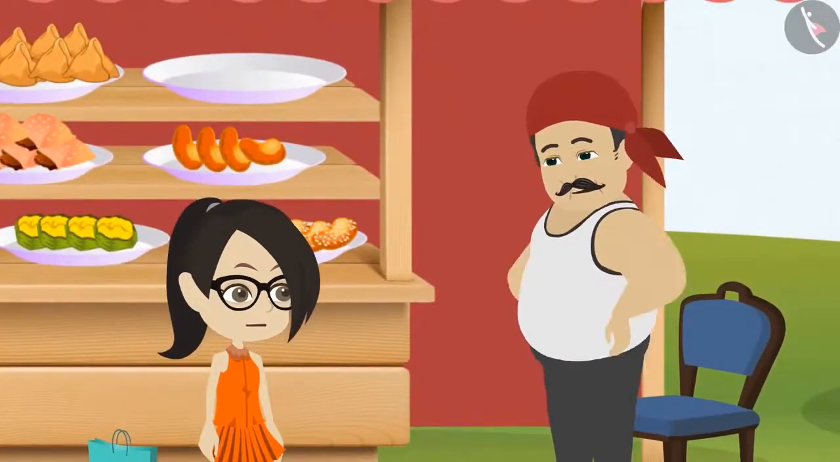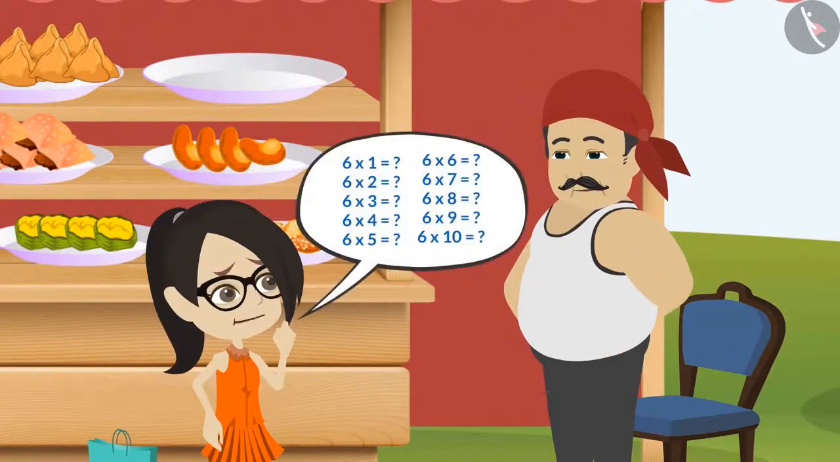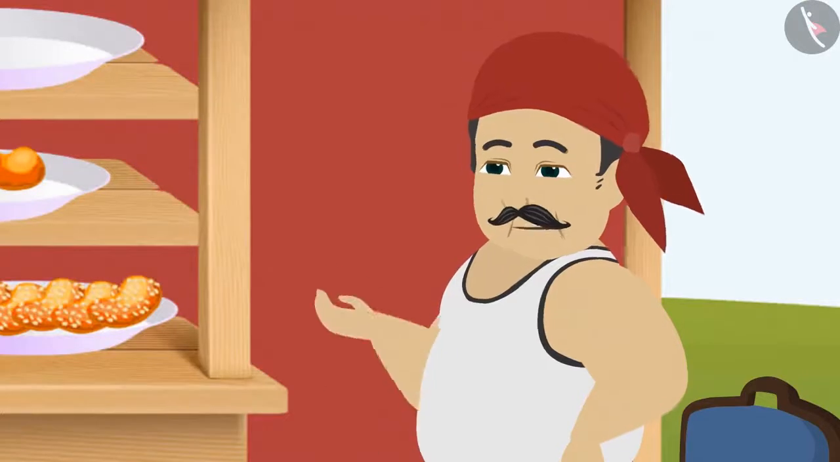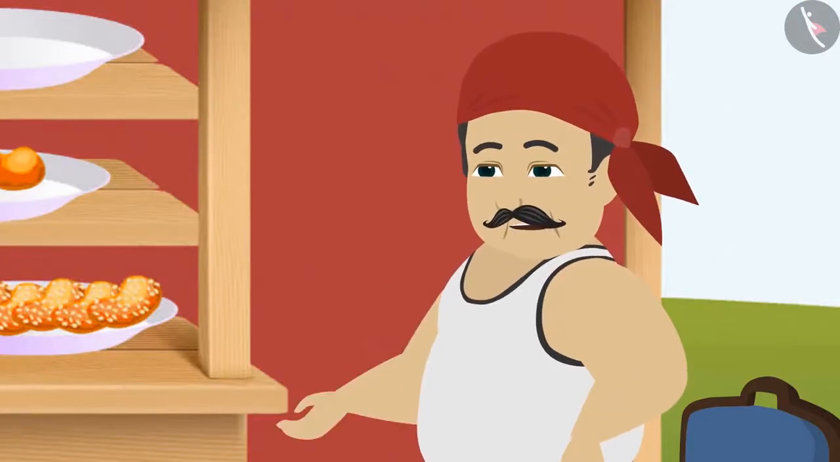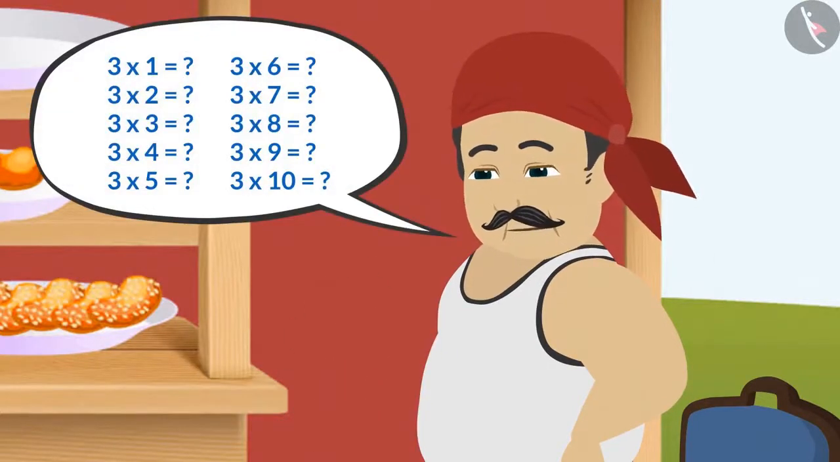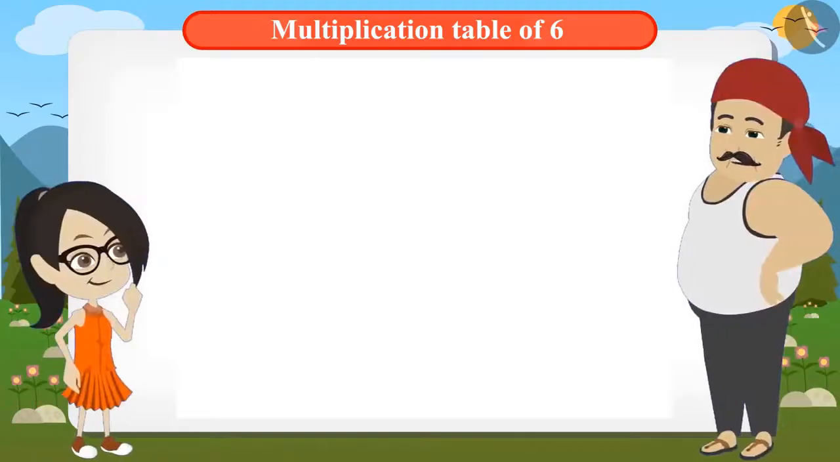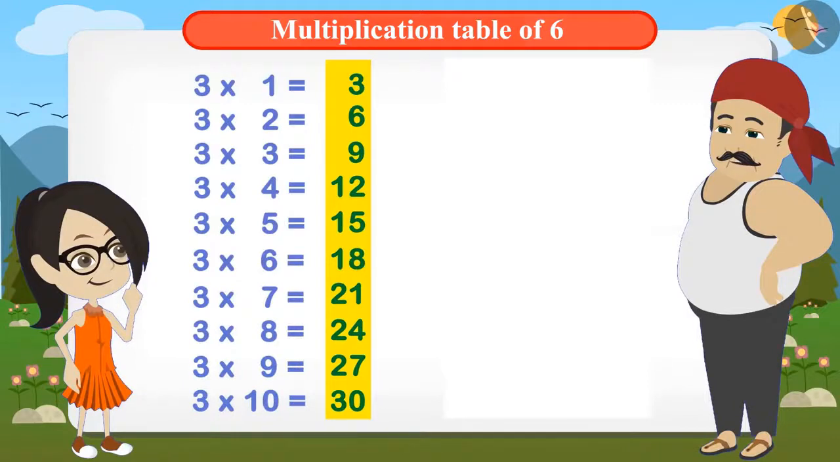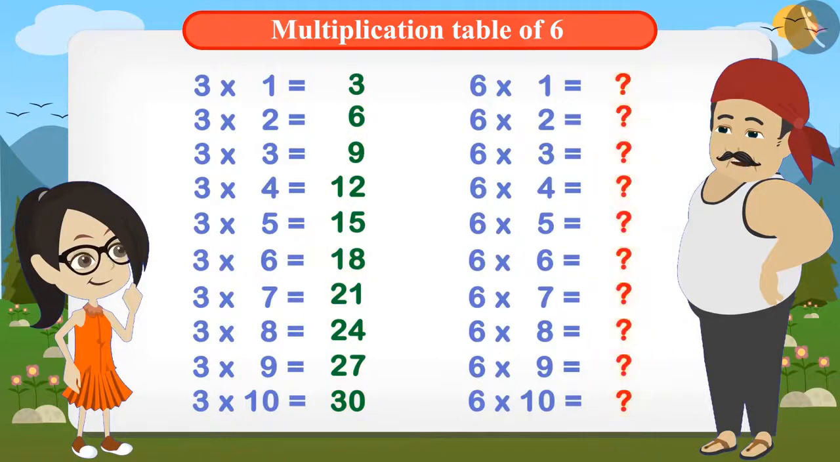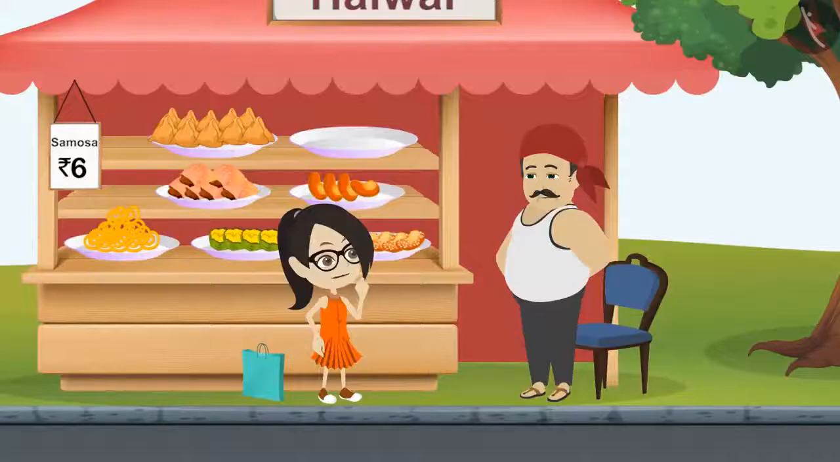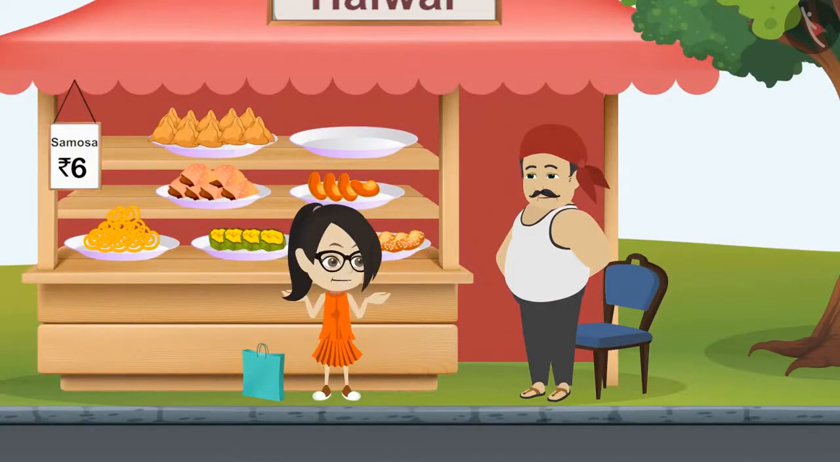What happened, Vandana? Are you having any trouble? Uncle, I do not know the table of 6. So what? Do you know the multiplication table of 3? Yes, I know the multiplication table of 3. Then you can easily find out the multiplication table of 6 from the multiplication table of 3. How can I find out the table of 6 from the table of 3?